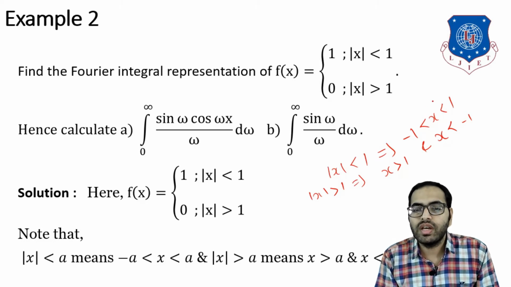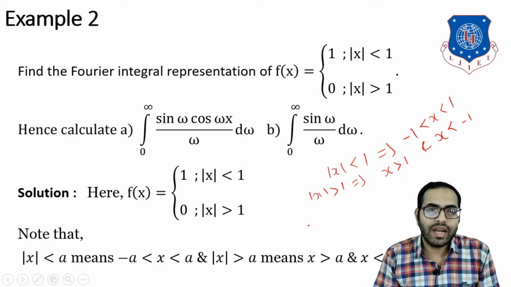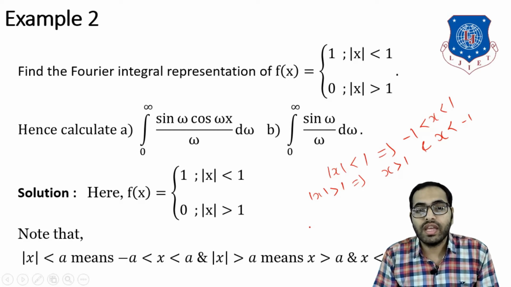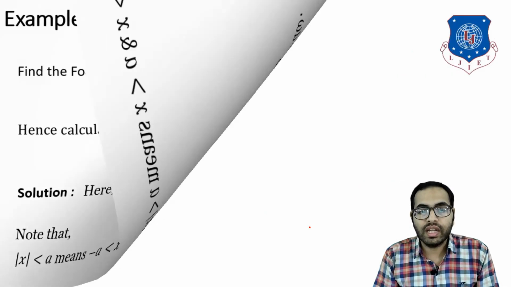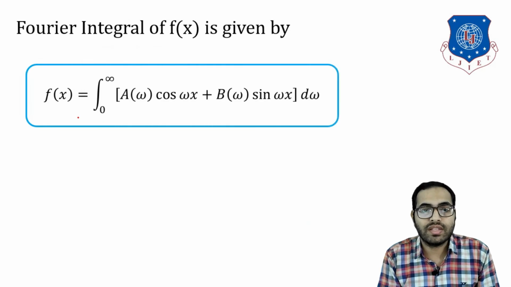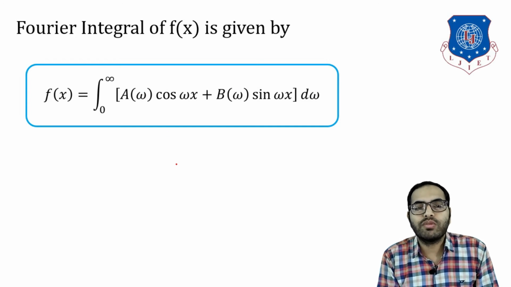Inside this range, the function has a value 1, from minus 1 to 1. For values of x in between minus 1 to 1, the function is 1, and except that range, the function is 0. Let's see, firstly finding the Fourier integral, which is represented as f of x equal to integral 0 to infinity of a of omega cos omega x plus b of omega sin omega x d omega. Just find the values of a of omega, b of omega and substitute them.